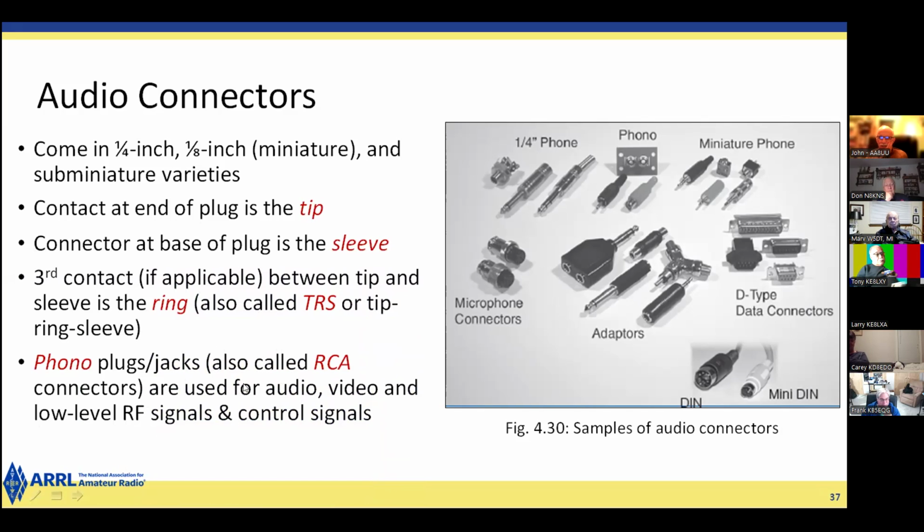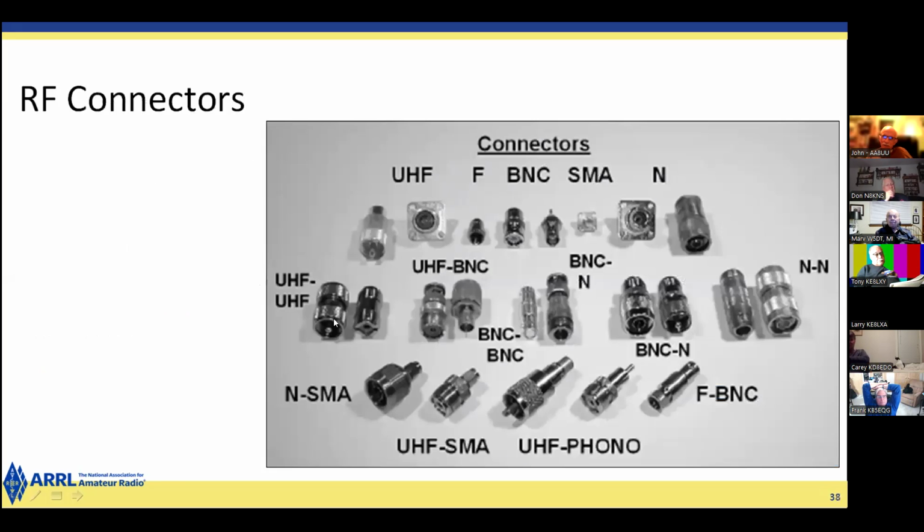Phono plugs and jacks, also called RCA connectors, are used for audio, video, low-level RF, and control signals. They're really pretty good, pretty cheap, and easy to work with. But the new headsets, where you have a microphone and a right and a left earplug, end up with a third ring or two rings, not just one. And they make converters for those too.